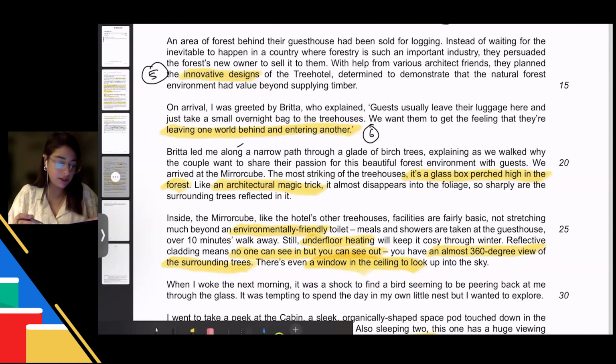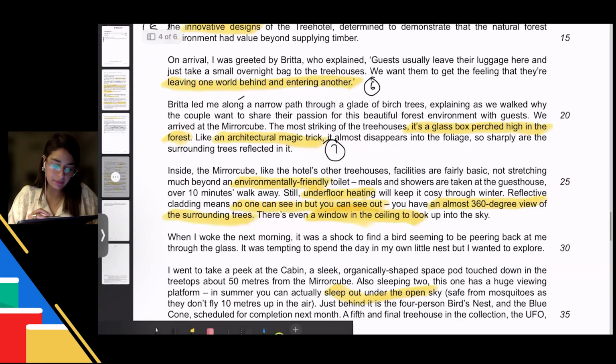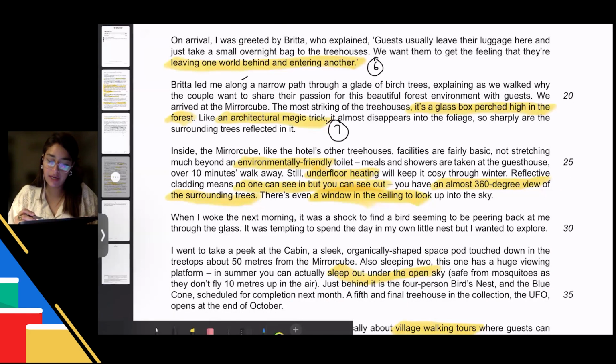It's a glass box perched high in the forest. It's an architectural magic. So the idea of how the architecture is something that enthusiasts could enjoy. The next thing: inside the Mirror Cube, like the hotel's other tree houses, facilities are fairly basic, not stretching far beyond environmentally friendly. So the fact that this entire experience is environmentally friendly, so it's something that they can experience if they like nature very much.